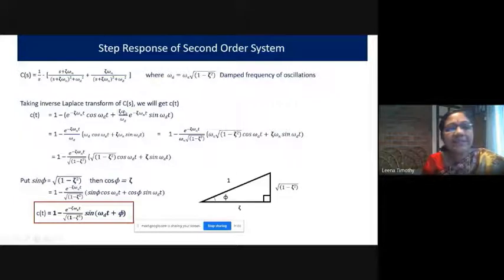Now take the inverse Laplace transform of C of S. We will get C of t: 1 minus e raised to minus theta omega n t cos omega d t plus theta omega n by omega d into e raised to minus theta omega n t sin omega d t.